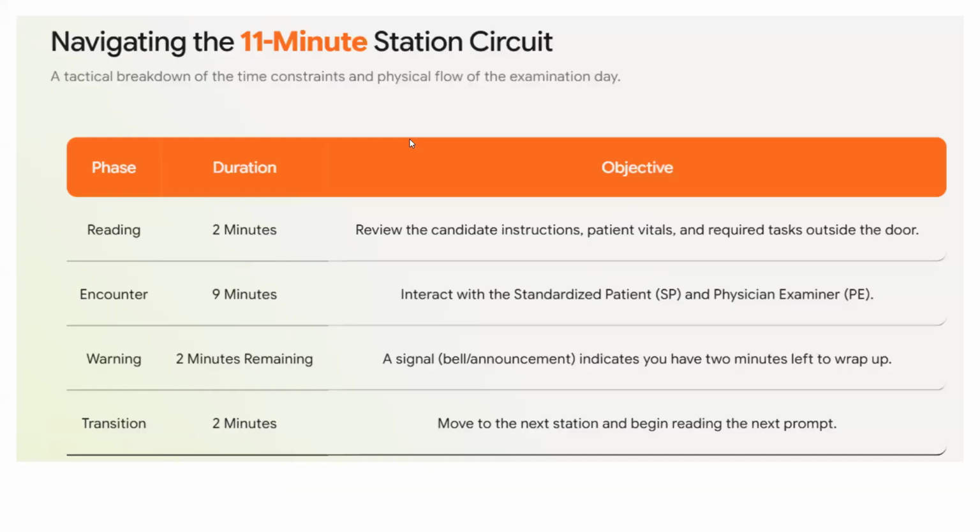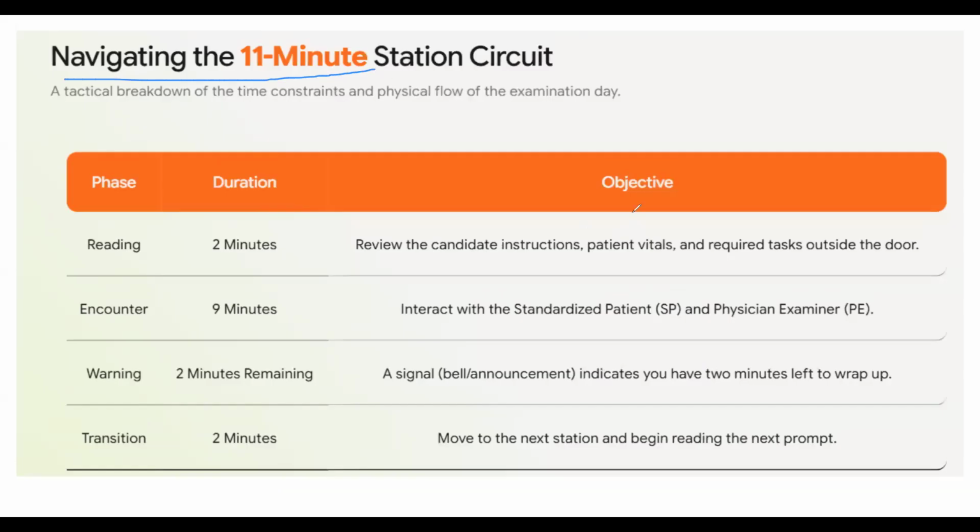Now, like I said already, each station is 11 minutes. You can get a station with history taking for 11 minutes and then counseling the patient, or history plus physical plus counseling, history plus physical, or physical plus counseling. It can be any format of the exam. Now, how you manage your time: you can use this quick flow sheet to manage your time better. Divide it into 4 phases.